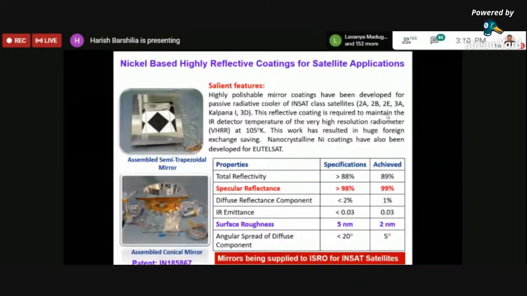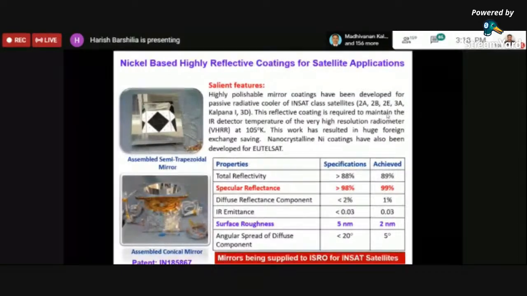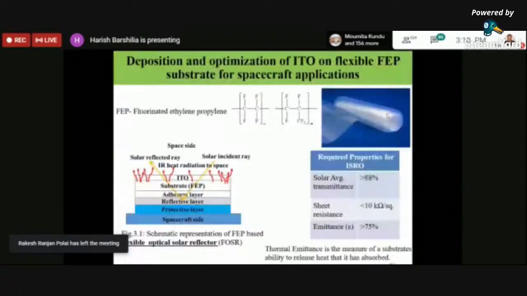What we have done is that we have given a very highly reflective coating, wherein whatever solar radiation falls on the detector gets reflected about 99% before it reaches the detector. Effectively only less than 1% of the solar radiation falls on this particular detector, and then the temperature of the cooler remains around 100 to 105 degrees Kelvin. And please note, the roughness of this coating is about 2 nanometers, so it's highly reflecting. The specular reflectance is more than 99% for this kind of coating.